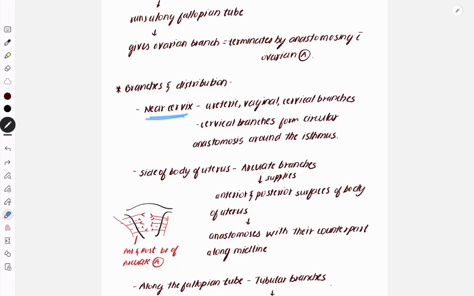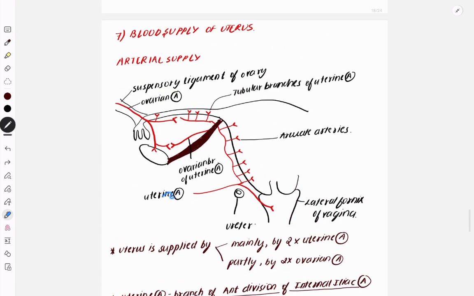First, near the cervix, it can give the cervical branches, ureteric branches, and vaginal branches. Now these cervical branches form a circular anastomosis around the isthmus. So as it runs medially starting from the pelvic floor, it will go towards the cervix. Near the cervix, it will give certain vaginal branches, cervical branches, as well as the ureteric branches. It also supplies the ureter. It also supplies the cervix, and the cervical branches usually form the anastomosis, and this anastomosis will be seen surrounding the isthmus.